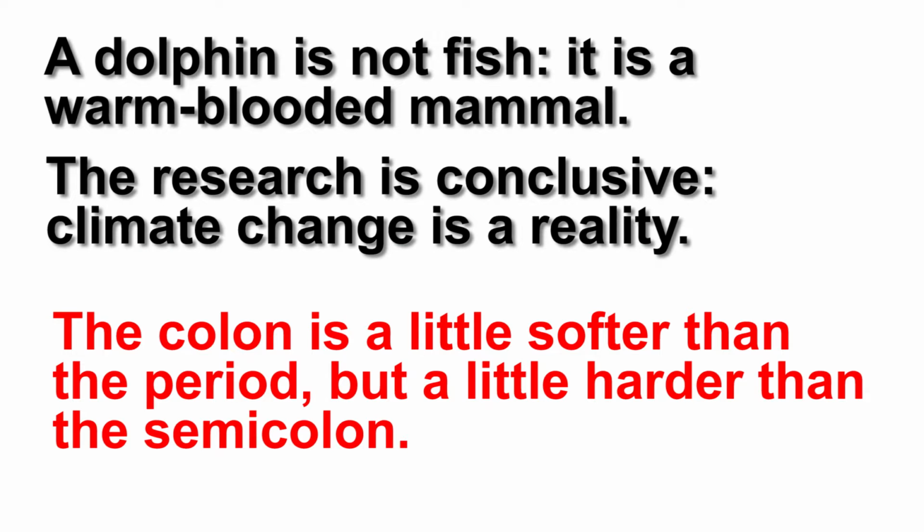It's also used to separate independent clauses. For example, a dolphin is not a fish: it is a warm-blooded mammal. The research is conclusive: climate change is a reality. So the colon is a little softer than a period, but a little harder than a semicolon, so it's in between. So the colon here can be used to connect both of the independent clauses, and adds it a little bit harder. For example, if you were to read the sentence again, a dolphin is not a fish: it is a warm-blooded mammal. It adds that emphasis, like, it's a warm-blooded mammal. Also in the other sentence, the research is conclusive: climate change is a reality.